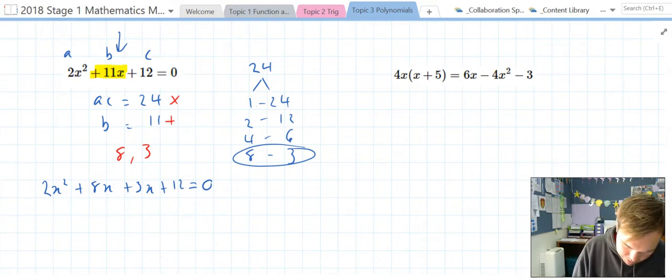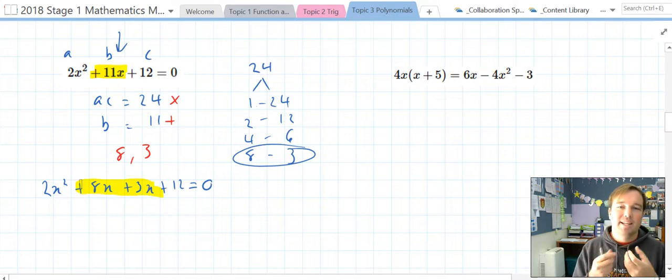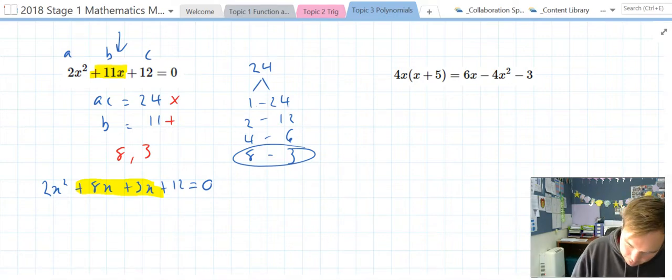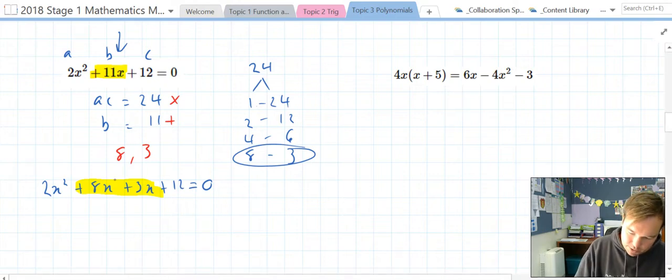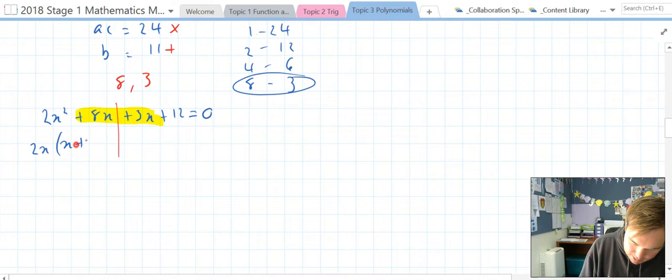So I hope you'd be happy that that 11x is really the same as that 8x plus 3x. So we've taken the 11x and split it into two parts, which looks like we're making it more complicated. And the reason we're doing this is because then we're going to treat this in halves. So here, this half, we're going to take out a highest common factor, which is 2x, which leaves us with x plus 4. And on this side here, we're going to take out the highest common factor, which is a positive 3, which leaves us with x plus 4.